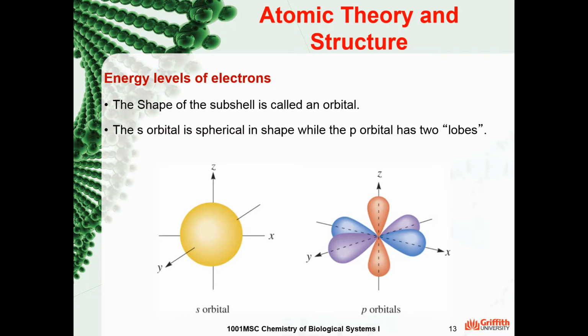The p subshell has a more complicated shape with 3 axes, x, y, and z. The p subshell has 3 orbitals, namely px, py, and pz. The d subshell has 5 orbitals and a very complicated shape, and we will not cover this in our course. The f subshell has even more orbitals, 7 in fact, and so on.